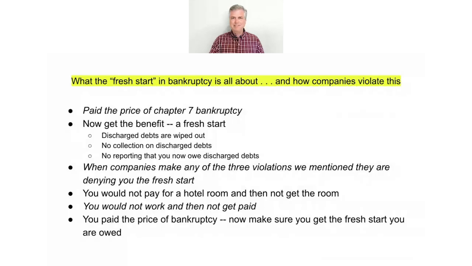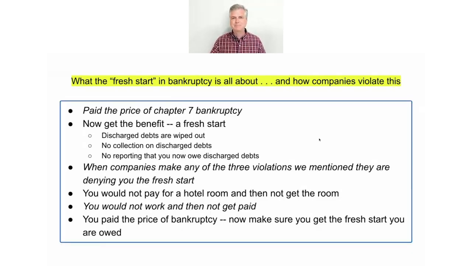And I have a couple of examples on the screen. You pay for a hotel room, then they're like, there's no hotel room. Or you go to work and you do the work and they go, we're not going to pay you. Okay. So you paid the price, you've suffered the consequences of bankruptcy. Now you get the benefit. But these companies that are willing to violate the law are keeping you from getting that benefit, and they should be held accountable for that.